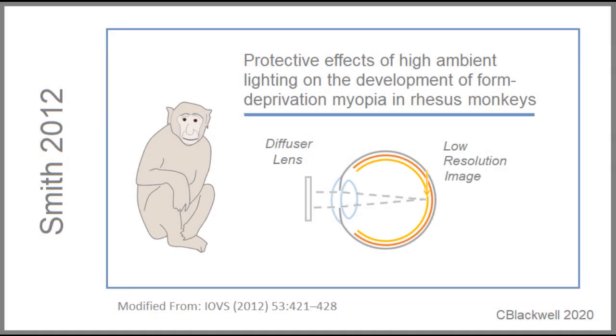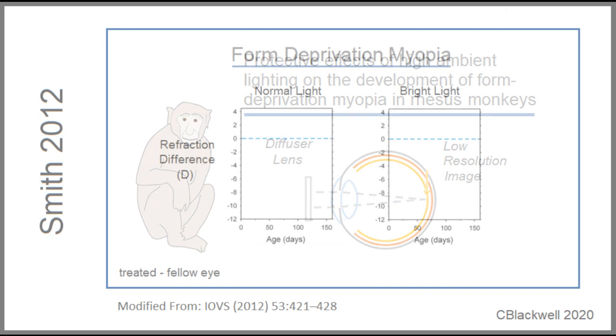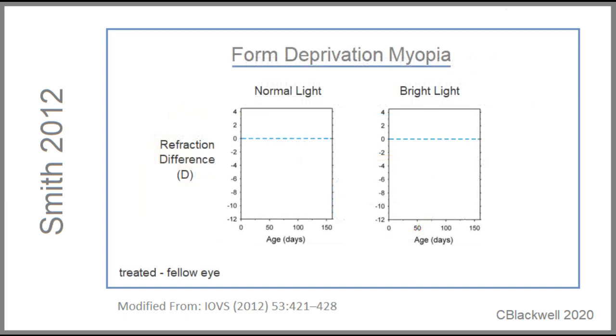Here is a fairly recent experiment using diffuser lenses to develop form deprivation myopia in young monkeys. The experimenter outfitted each monkey with a pair of goggles. One eye had a clear lens, the other eye had the experimental diffuser lens. On the result graph, the x-axis is age, the y-axis is the difference in refraction between the treated eye and the untreated control eye. Discussion of the light effect comes later.